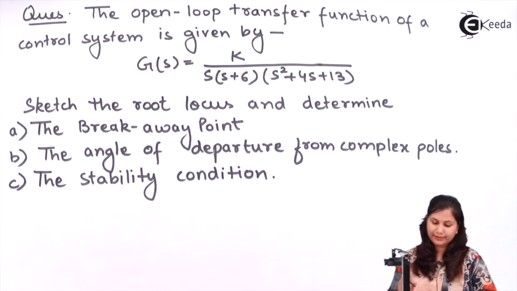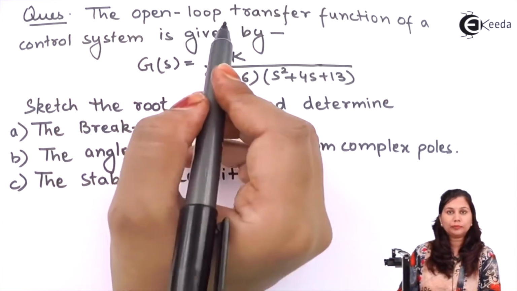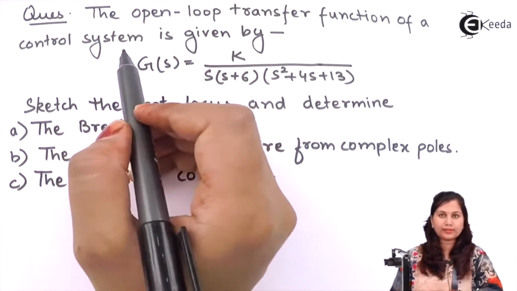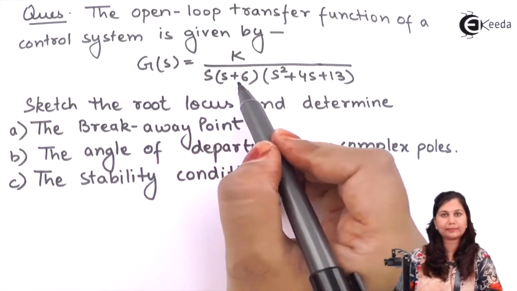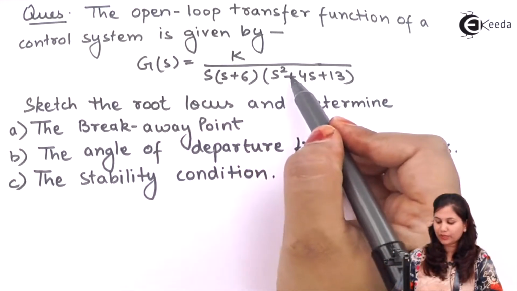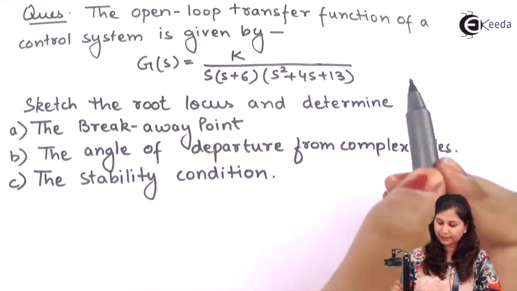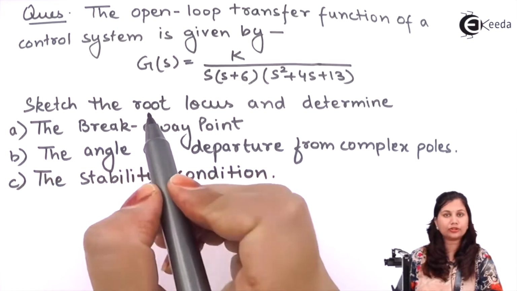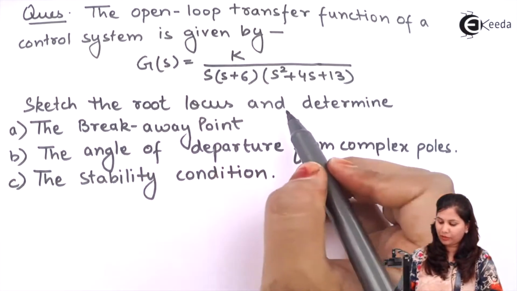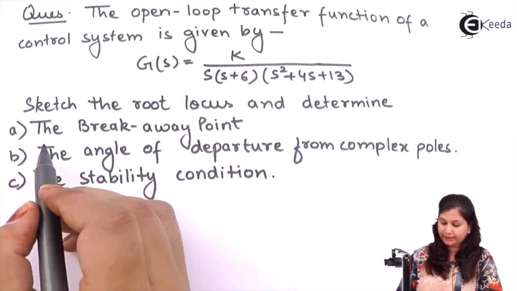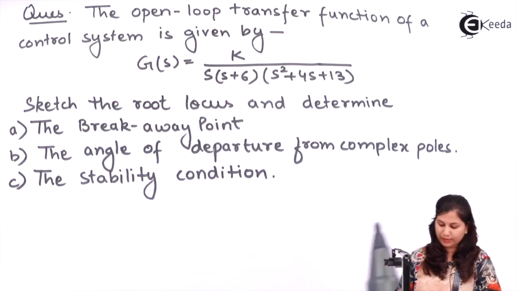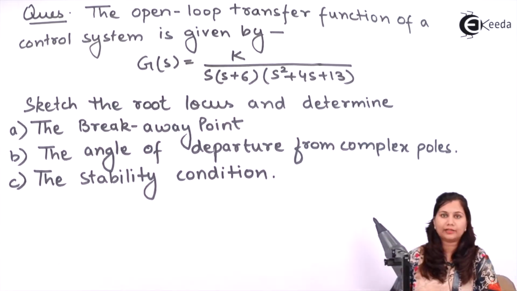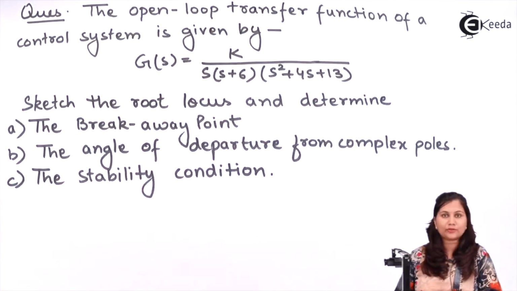So our problem is, we are given the open loop transfer function of a control system, that is G(s) equals K upon s(s+6)(s² + 4s + 13). And we have to sketch the root locus of this system, and we have to determine the breakaway point, the angle of departure from the complex poles and the stability condition. So let's try to solve this problem.